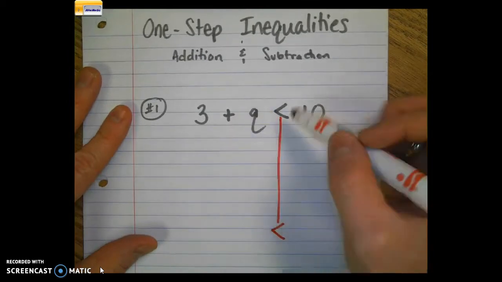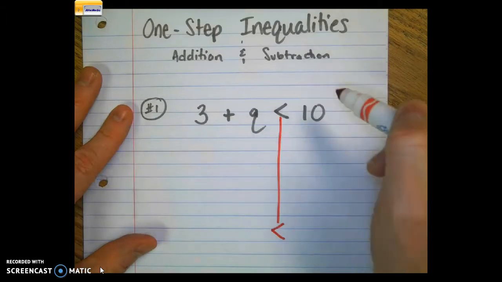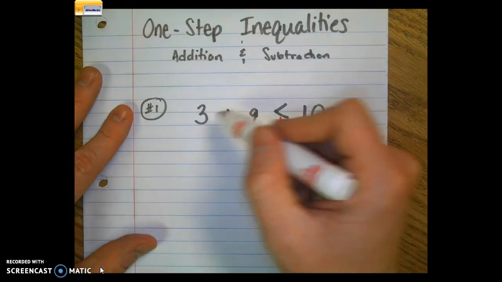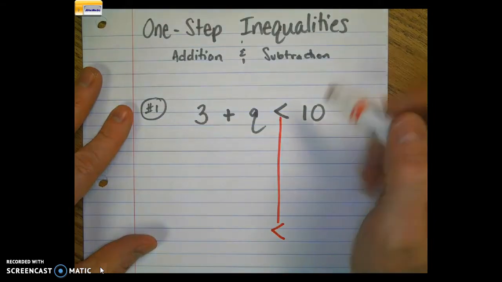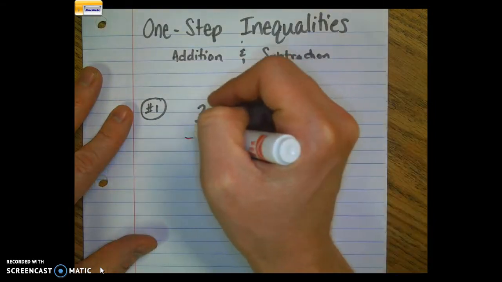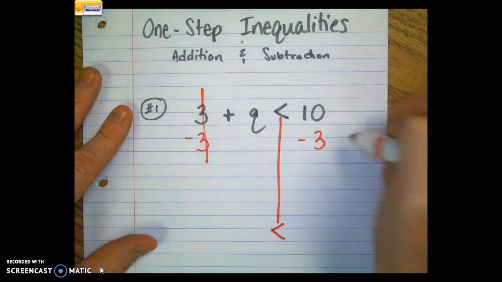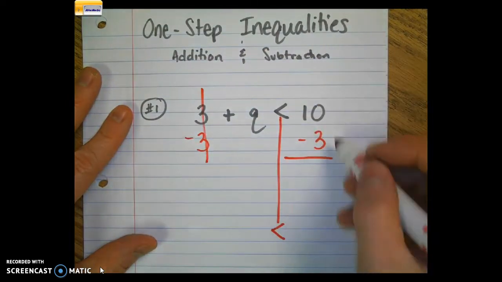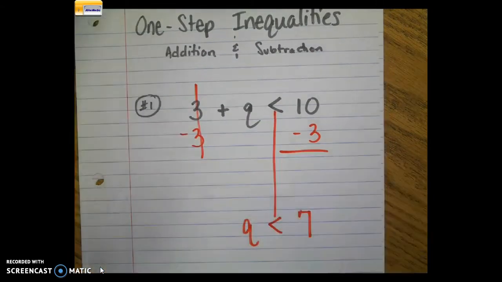Now, same thing as solving equations. Now we brought the sign down, we can forget about it. 3 plus Q is less than 10. How do you get rid of the 3? Because you still want to get the Q by itself. You get rid of the 3 by subtracting it because it's a positive 3. And that cancels out. You have to do the same thing to both sides. What is 10 minus 3? 7. So now you have Q is less than 7.